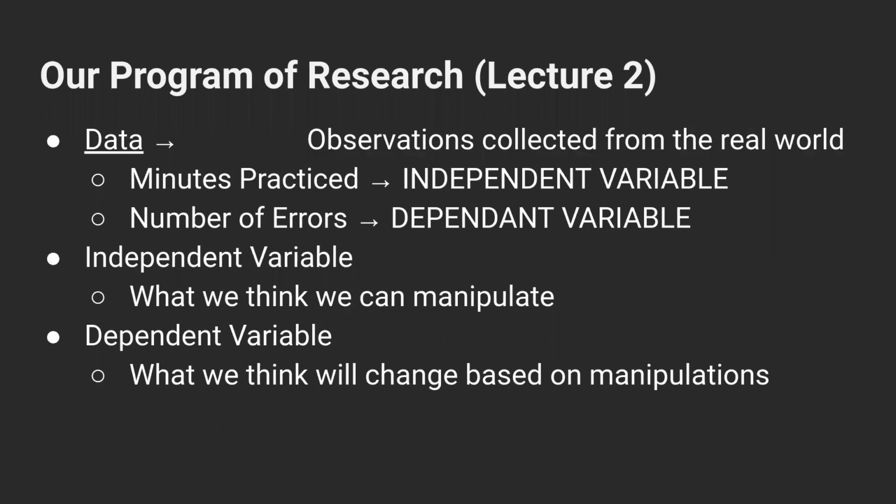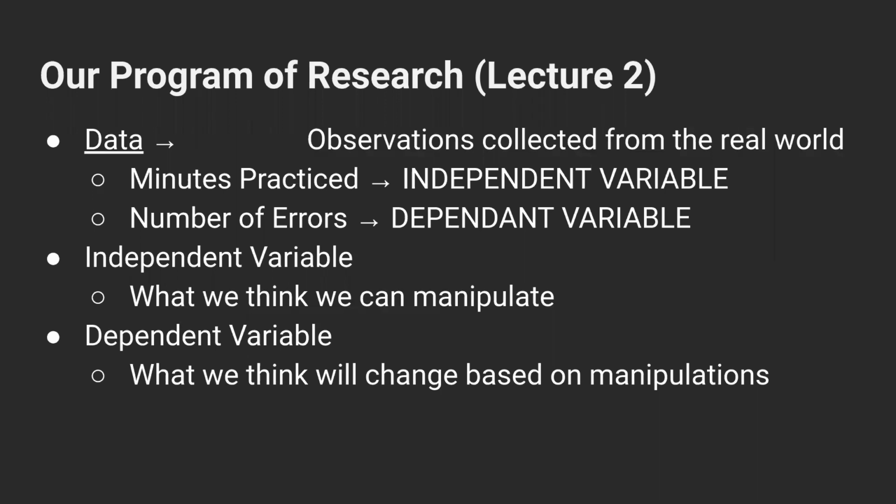Great. So getting more specific about this, the number of minutes practiced in this sense is going to be referred to as our independent variable, whereas the number of errors that we're going to be detecting is our dependent variable. So the independent variable is the thing that we think we can manipulate in order to get a change in the dependent variable. So the dependent variable would be what we think can be changed based on the manipulation.